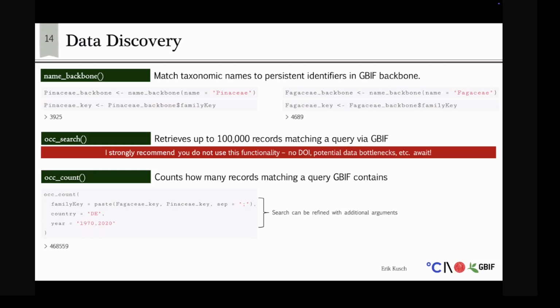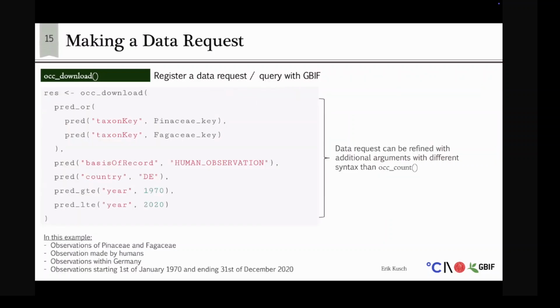But now we know what data we want to query. We know how much data there is. It is now time to actually ask for that data. To ask for that data, we simply make a data request with the OCC_download function. OCC standing for occurrence, by the way, because this is the most common data type that is within GBIF and what you will most likely use GBIF mediated data for.